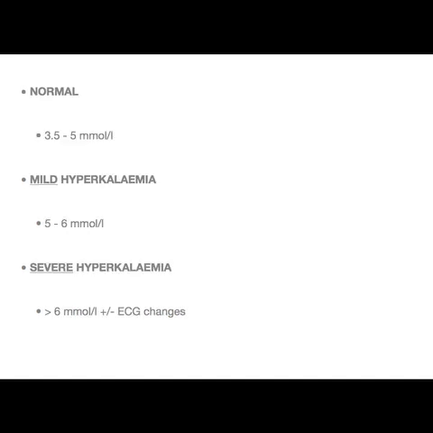So first of all, let's start out by talking about the classification of hyperkalemia. You can basically classify hyperkalemia as either mild or severe, and this is based upon the absolute level of potassium in the blood. First of all, remember that normal potassium is usually maintained between 3.5 and 5 millimoles per litre. Mild hyperkalemia is a potassium between 5 and 6, while severe hyperkalemia is a potassium greater than 6.5, or a potassium at a lower level but with characteristic electrocardiogram changes.